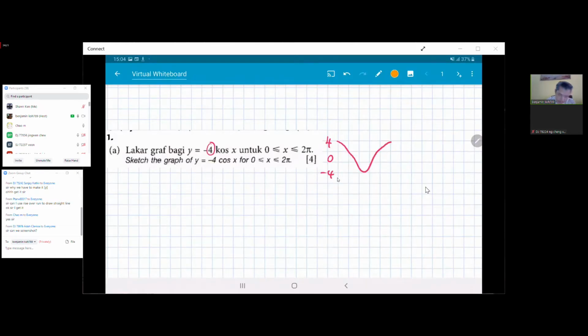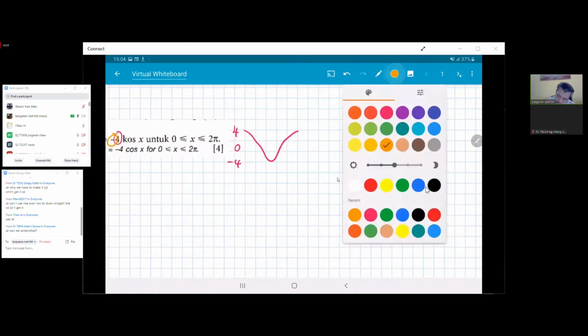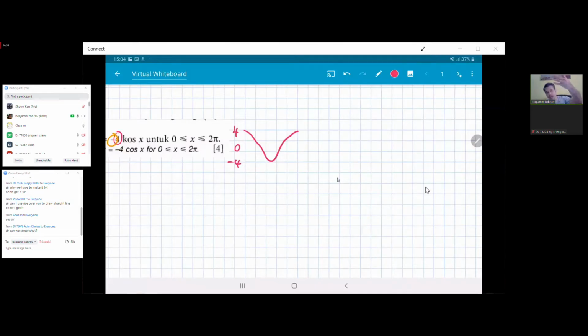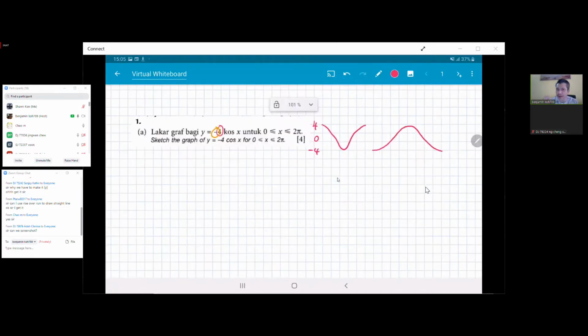Negative is reflection, pantulan. So kalau pantulan maksudnya, when you draw your graph now, your graph will be upside down. Whatever that is up will go down, whatever that is down will go up. So which means your graph is supposed to actually look like this. Okay, upside down, diterbalikkan. So once you get an idea of what the graph looks like, now you are ready to sketch. But whether the graph is the correct way or upside down, remember there are 4 numbers here, 3 numbers here. Up is 4, center is 0, and at the bottom is -4. Okay, so that one you all can do.